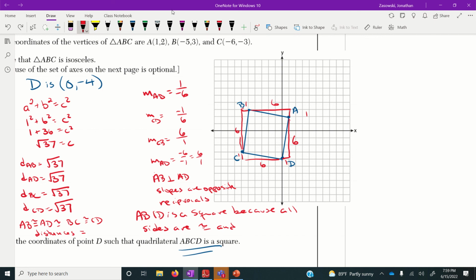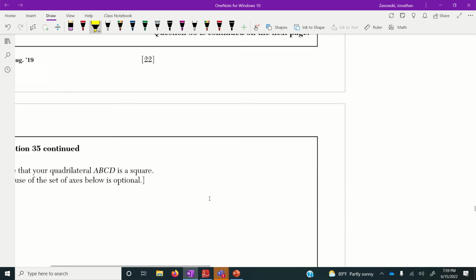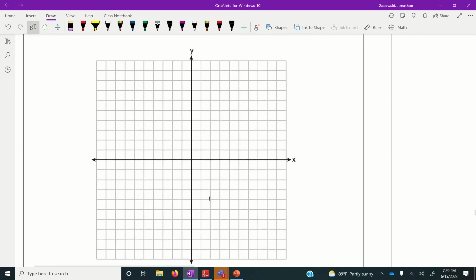Okay? And we're done. That's it. That's all we have to do. We mentioned the slopes are opposite reciprocals right here, so we don't have to say that again. We mentioned that the distances were equal. We don't have to say it again. Okay? So we're good to go. That's your proof.